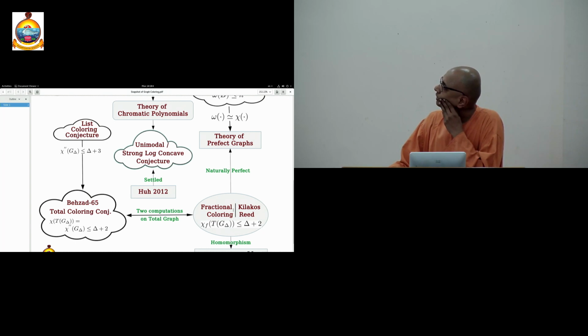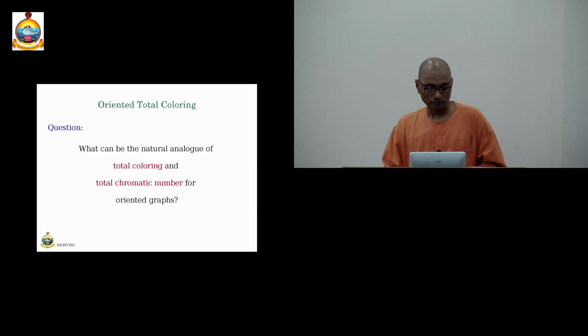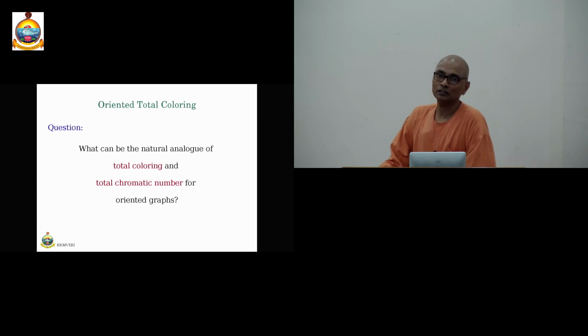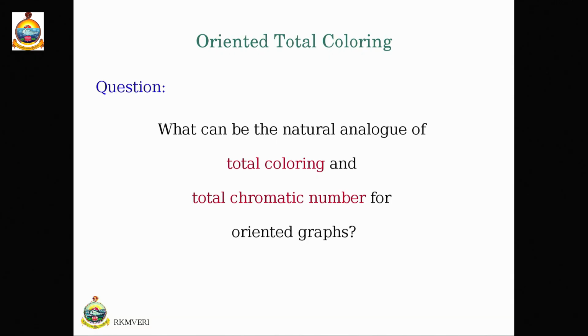Okay, so these are the two different computations that you can do on a total graph. So this was quite a motivating relationship for us to discuss, ask the question of oriented total coloring on oriented graphs. Okay, then going back to the slide. So what's the natural analog? How are we going to define the total coloring and total chromatic number for oriented graphs?